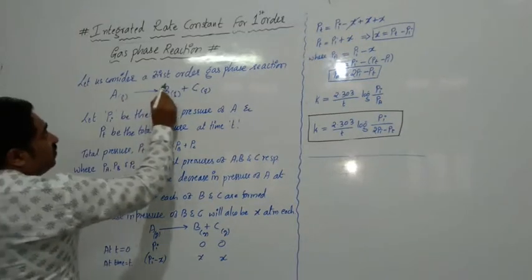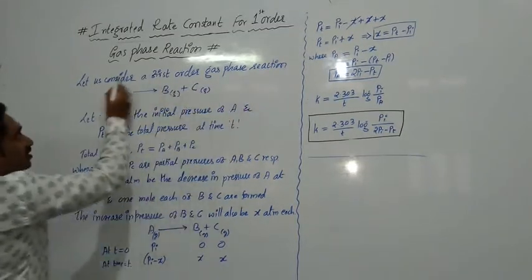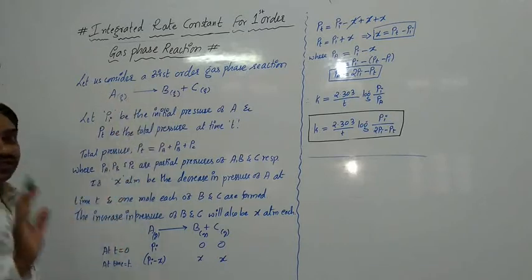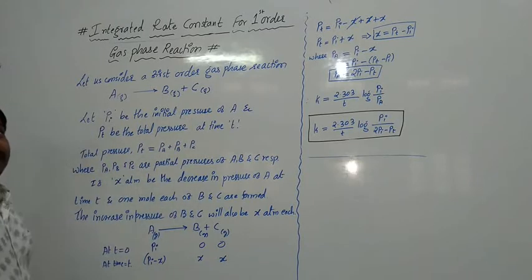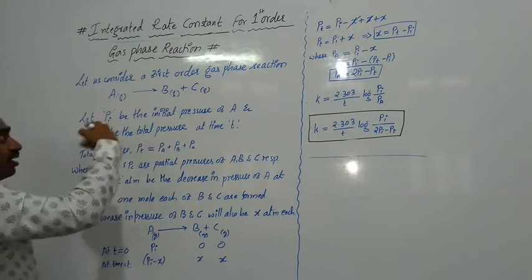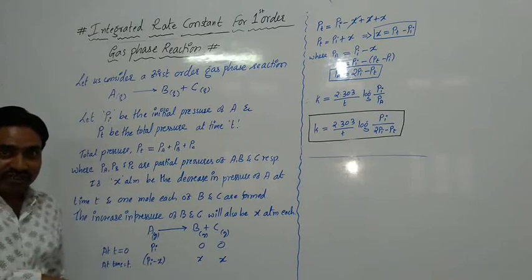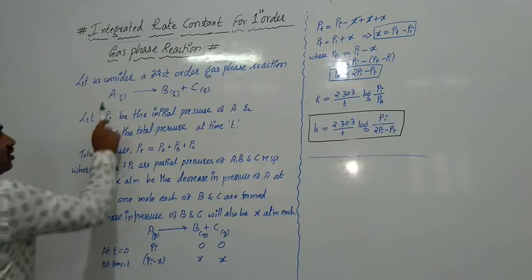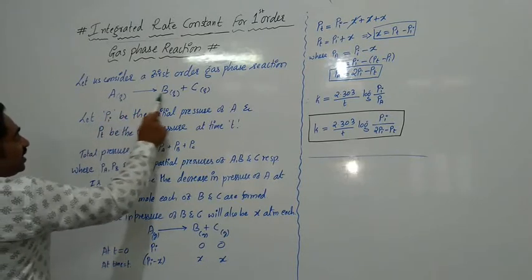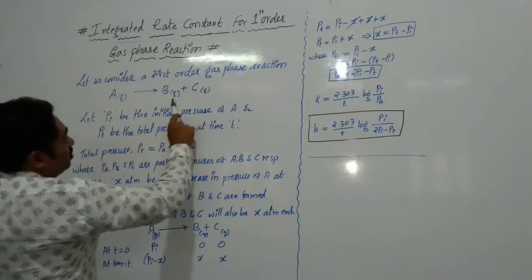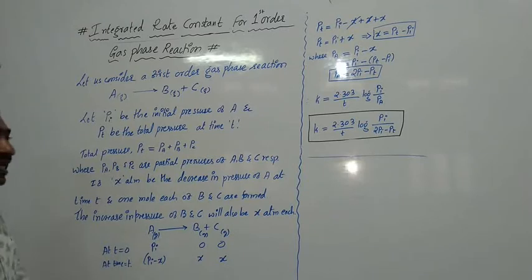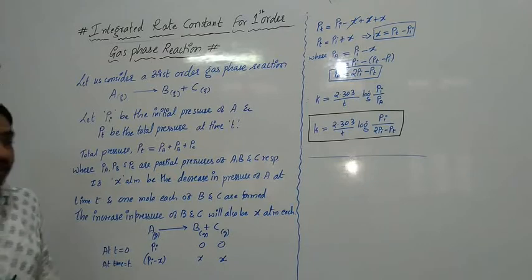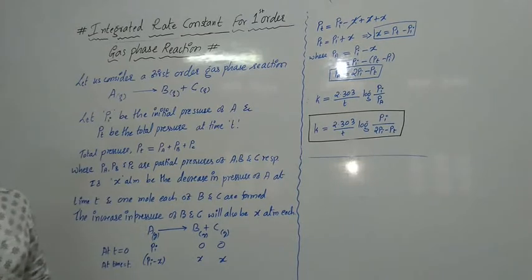Let us consider a first order gas phase reaction. This is our first order gas phase reaction. They have given that this reaction is a first order reaction and moreover it is taking place in gaseous phase. A is our reactant, it is a gas, and B and C are the products. They both are also gases. For gases we have to consider not concentration but pressure.